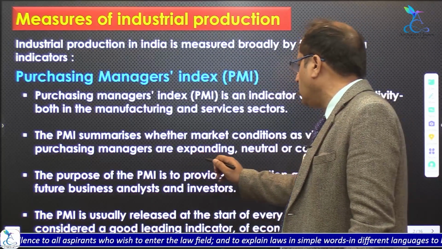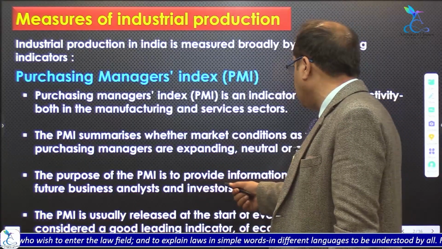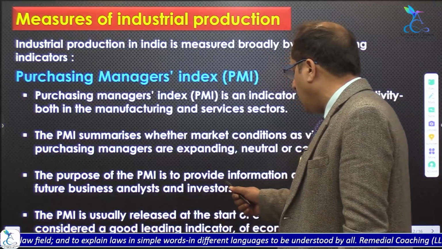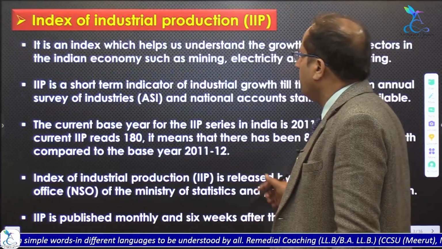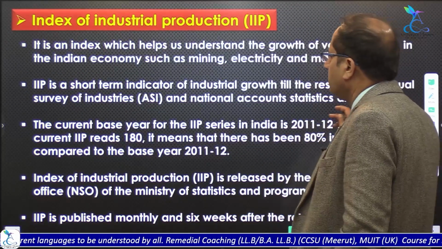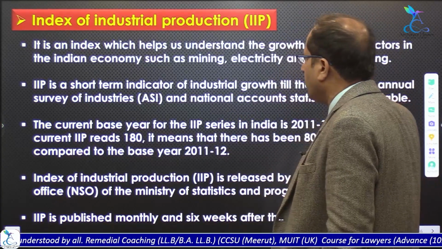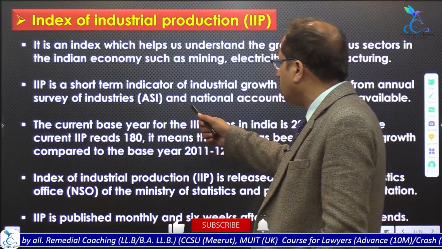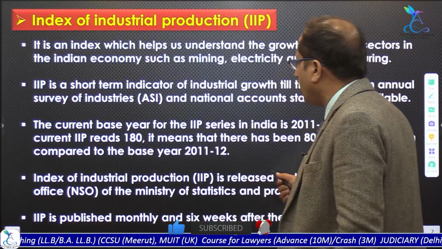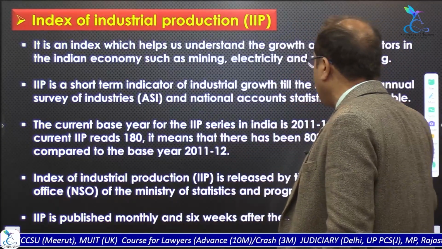PMI summarizes the market conditions as viewed by the purchasing managers: expanding, neutral and contracting. PMI provides information about contracts, future business, analysts and investors. It is the index which helps us understand the growth of various sectors of the Indian economy, such as mining, electricity and manufacturing. IIP is the short-term indicator of industrial growth, till the results from the Annual Survey of Industries (ASI) and the national account statistics are available.